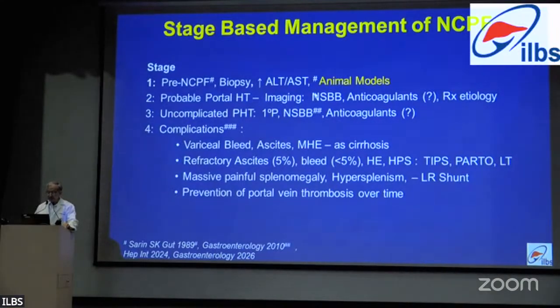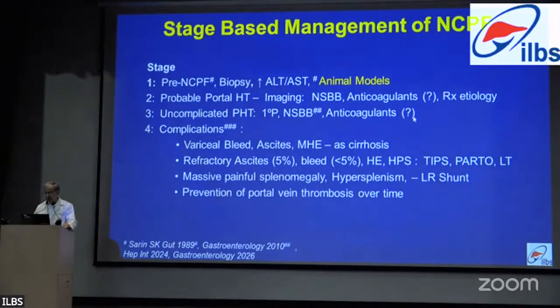Since this stage is not described, there is a huge need of animal models because patients come to us with bleed. So how do you understand earlier stages? Only by animal models. Stage 2, probable portal hypertension is picked up by imaging. We can start non-selective beta blockers, anticoagulants we don't know, and treat the etiology. Uncomplicated portal hypertension, that is, patient has features like varices are there, there is collaterals. You will start maybe primary prophylaxis by non-selective beta blockers, which we showed long ago that non-selective beta blockers are effective in NCPF.